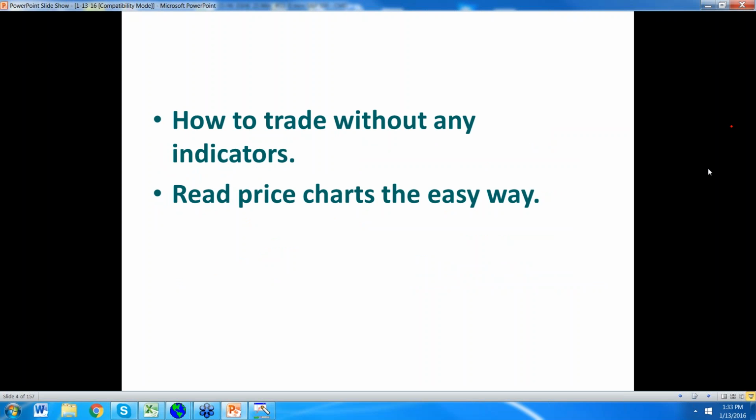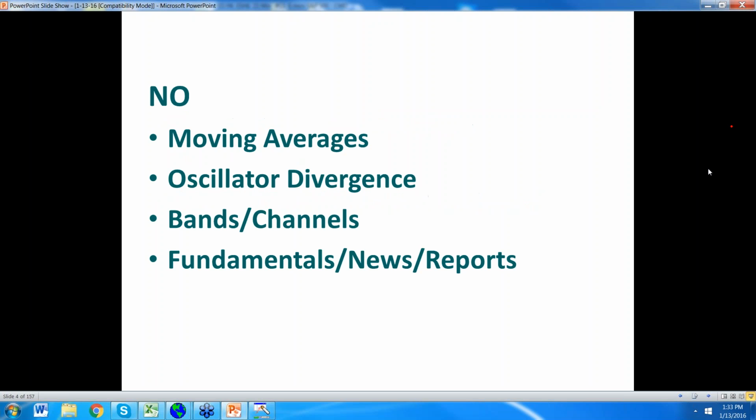We will trade without any indicators. We're going to talk about just price patterns only. We're going to read price charts the easy way. We're not going to talk about indicators, although you are certainly welcome to use any indicators that you like.